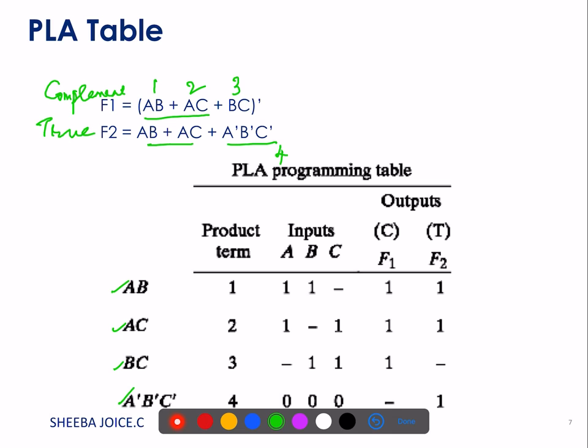Then we need to write, if the variable is available in true form, I have to mark it as 1. If the variable is available in complement form, I have to mark it as 0. And if the variable is missing, I should mark it as blank. We should not forget this. For F1, you can see the entire expression is in the complement form, so I have represented it as complement. Output is in the complement form. For F2, the entire expression is in the true form. There is no complement of it. So I mention it as true form.